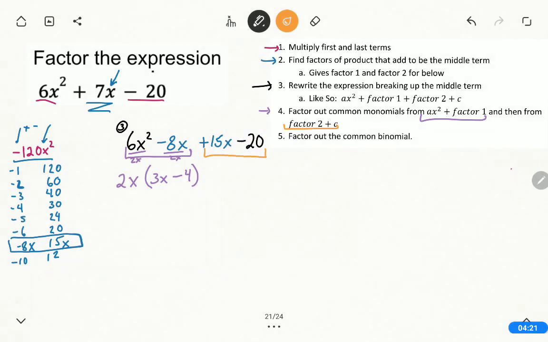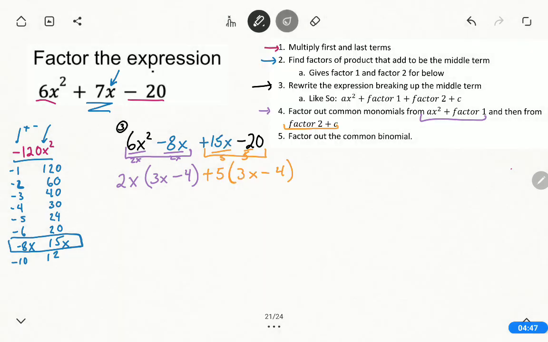In the second grouping, I'm going to do the same thing. The number that goes into both appears to be 5. First term's positive, so we don't have to worry about pulling out a negative. So we want to pull out positive 5. We'll divide each term by 5 now. So that's going to give me 3x minus 4.